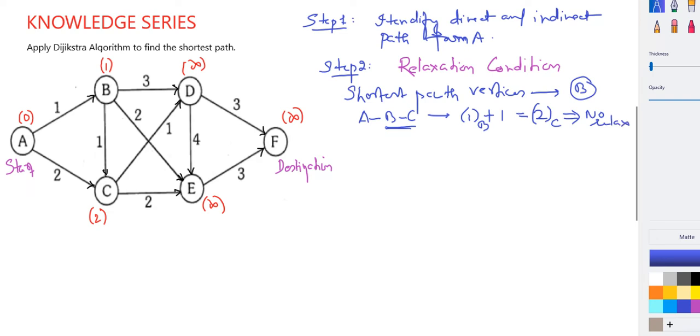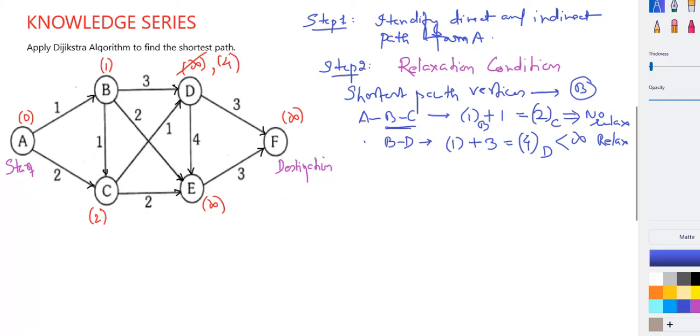Next condition is ABD, so let me put it as BD. In that scenario, the weight of B is 1 plus the link between B and D is 3, so that is 4. That is the weight at D. So here you can see that the weight at D is 4, and 4 is less than the actual weight, which was infinite. So it is a relaxed condition. So what we are going to do is modify this infinite to 4.